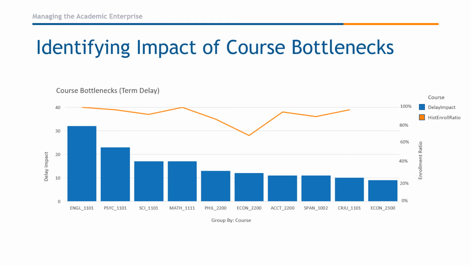In comparison, look at the enrollment ratio for Econ 2200 in the middle. Its enrollment ratio is less than 80%. Students take this course late, but it doesn't seem to be because there is a lack of seats. The institution may want to evaluate the prerequisites for Econ 2200, or maybe there's an advising issue that's causing that course to be taken later. Data like this can help institutions understand which levers to pull to mitigate the risk of delayed courses.